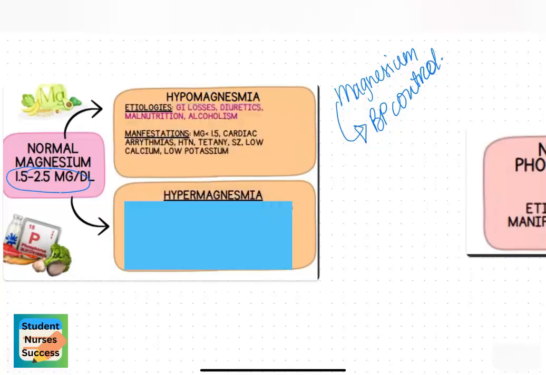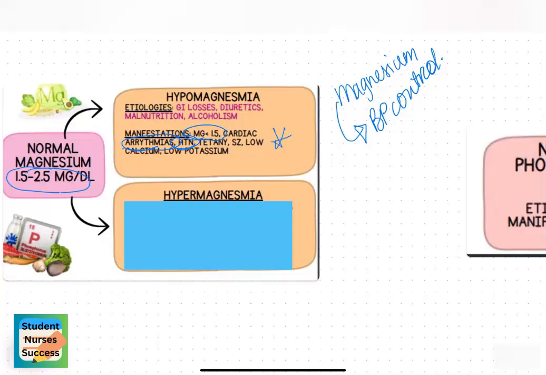Causes of low magnesium include GI losses, diuretics, which cause the loss through the kidneys, malnutrition or a decreased intake of magnesium, and alcoholism. Manifestations include magnesium level of less than 1.5, cardiac arrhythmias, hypertension, tetany, seizure, low calcium, and low potassium. And in fact, you start to see a lot of the symptoms related to low calcium in the manifestations. But this hypertension and arrhythmias is important.